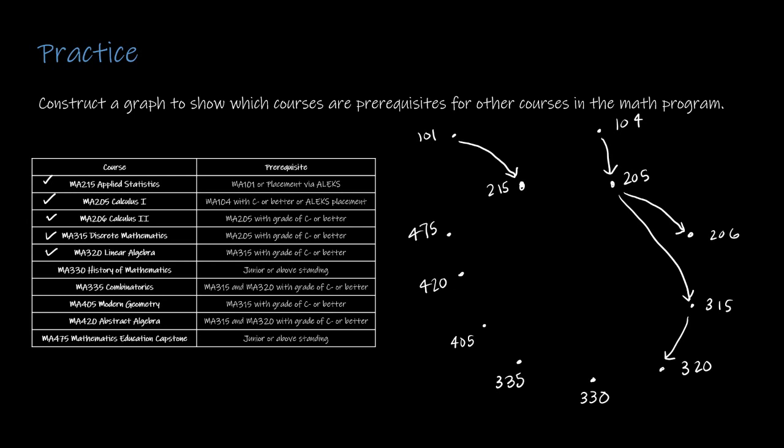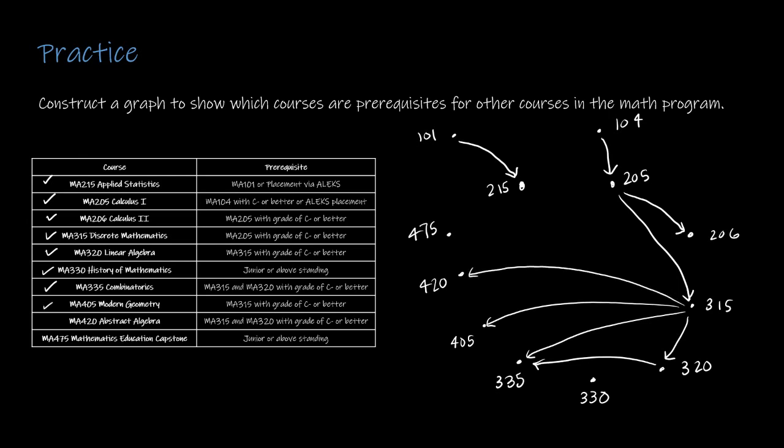To have 330, I need junior or above standing. So I don't need a node for that because there's no prerequisite. If you wanted to create a junior or above node, I guess technically you could, but it seems kind of silly since these nodes are really showing courses. For 335, I need 315 and 320. For 405, I need 315. For 420, I need 315 and 320.